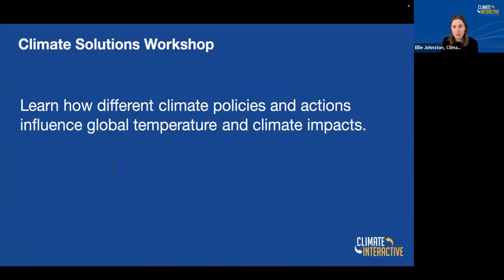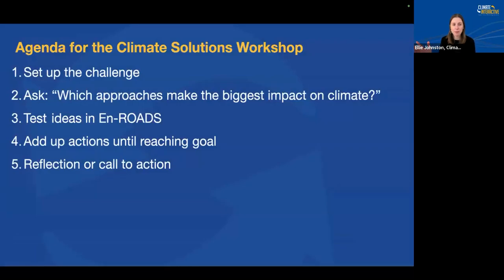The way it's set up is that you set up the challenge. Okay, today we're going to address climate change. Today we're going to achieve the targets laid out in the Paris Climate Agreement.